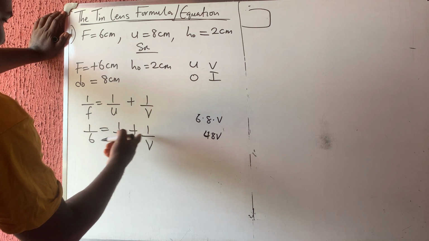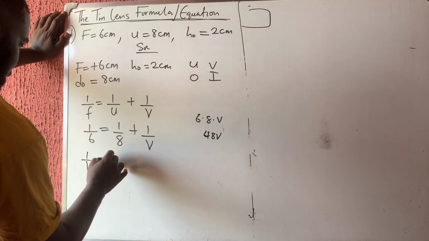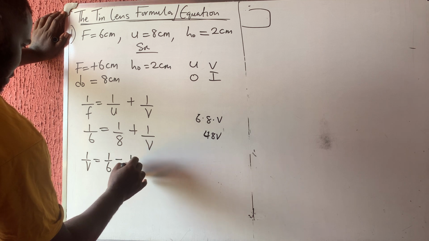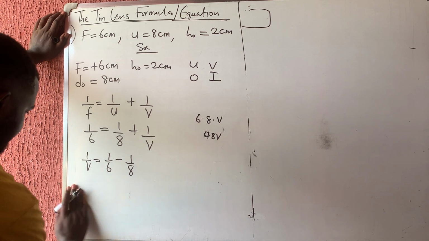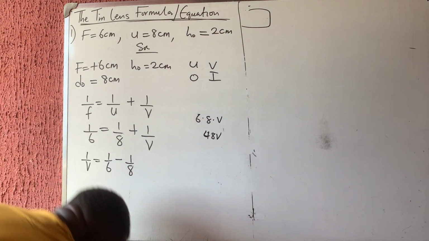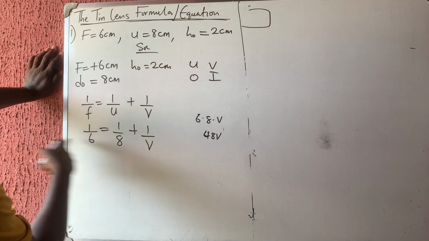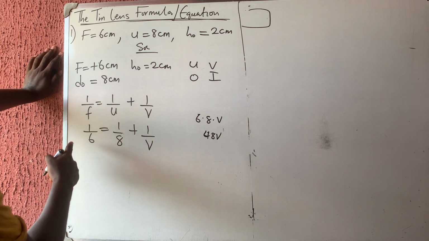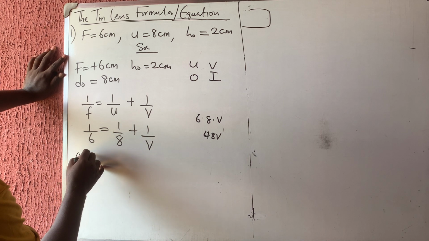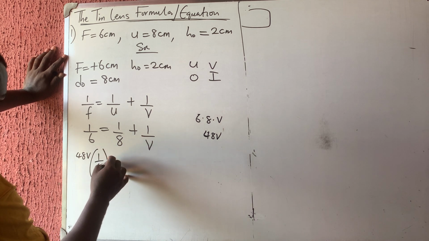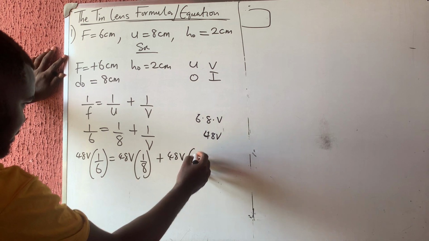Or let me just collect like terms: 1 over v is equal to 1 over 6 minus 1 over 8. In fact, to clear the denominator, that's the easiest way. How do you clear the denominator? Multiply by the product of everything, or the LCM. Instead of finding the LCM, just multiply by the product of everybody here. So 48v times 1 over 6 is equal to 48v times 1 over 8 plus 48v times 1 over v.